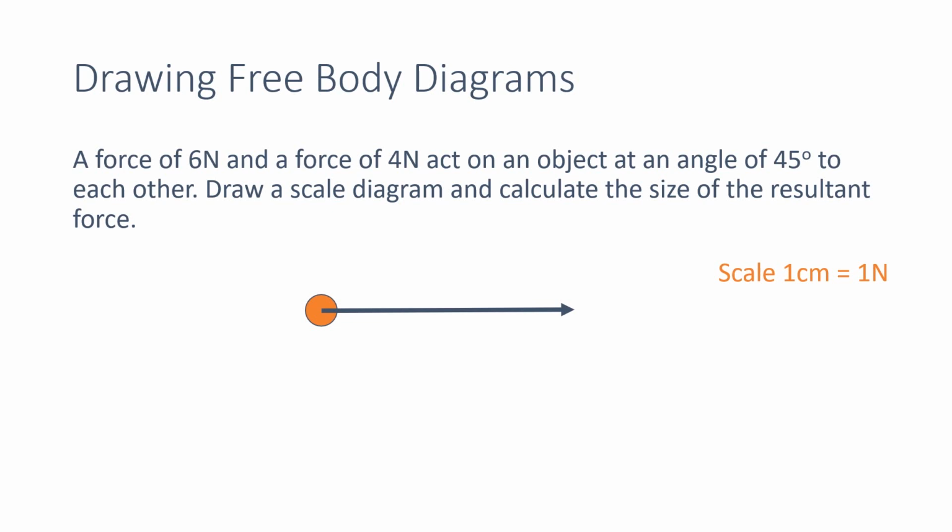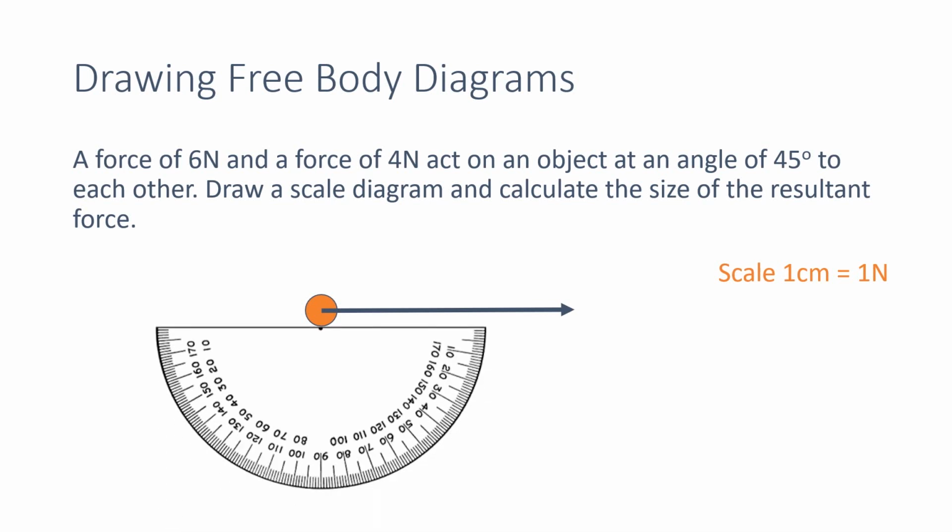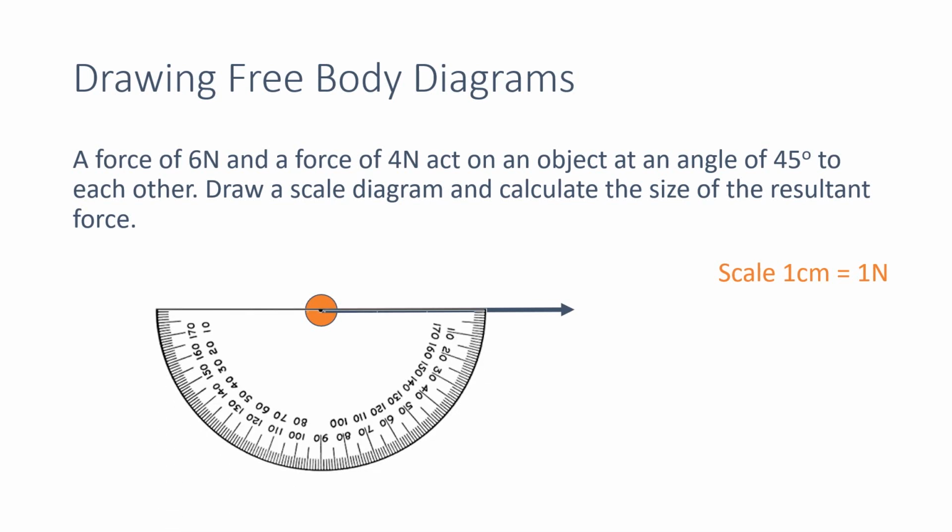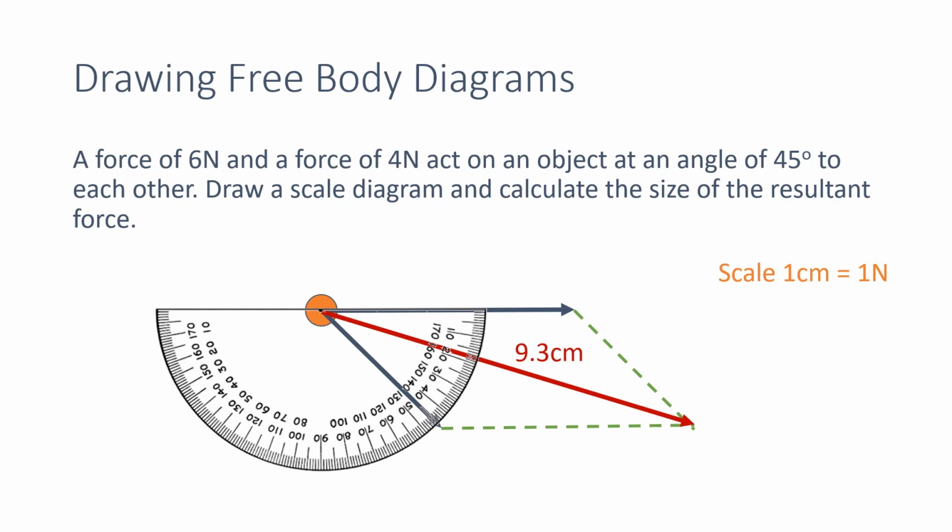I'll then use my protractor to work out the angle of 45 degrees, and I'll draw my second force. This is representing a force of 4 newtons, and so the line will be 4 centimetres long. I'll then draw my opposing parallel sides and add on my resultant force. I then need to measure the length of the resultant force line, which in this case is 9.3 centimetres. Because of my simple scale, I know that 9.3 centimetres equals a resultant force of 9.3 newtons.